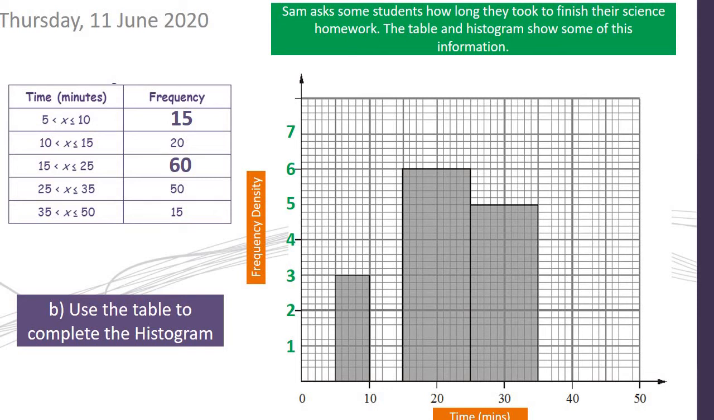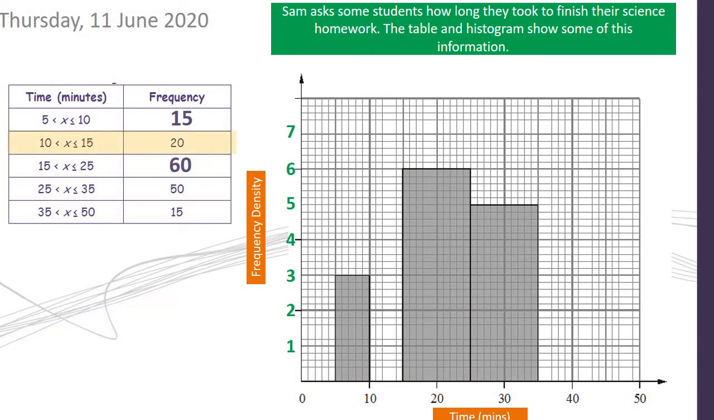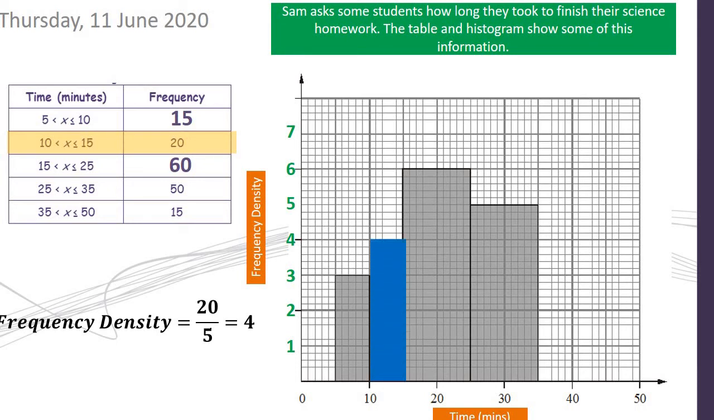So we've got a missing bar between 10 and 15. We now know that that has a frequency of 20. So we do frequency divided by class width, and that gives us the height of the bar, which is 4. And lastly, 15 divided by 15 is going to give us a height of 1. So we've completed the histogram.